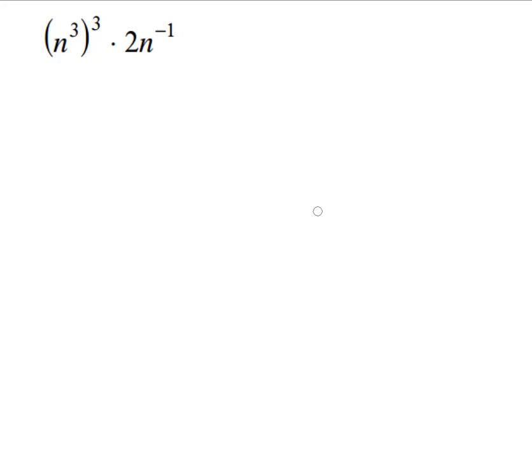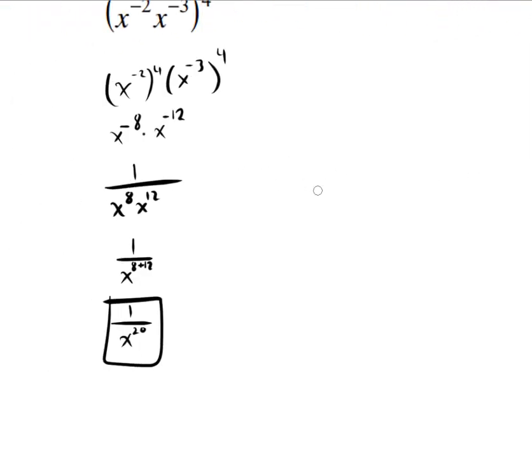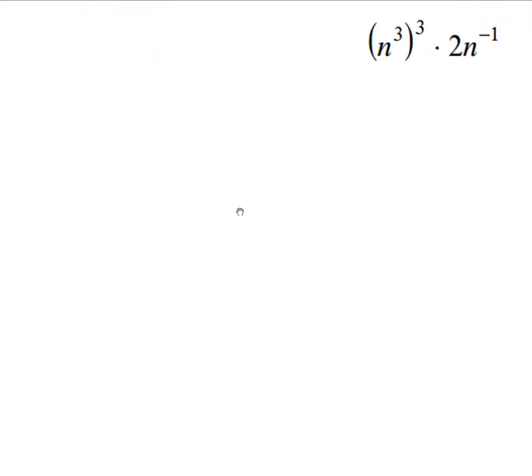Problem number... All right, so for this problem here, once again, we're going to do each of the steps, right? Let me just make sure I got that one right. It was 1 over x to the 20, which is in fact correct. Perfect. All right, so now we're on problem number 6. So problem number 6 says n to the third power times 2n minus 1.